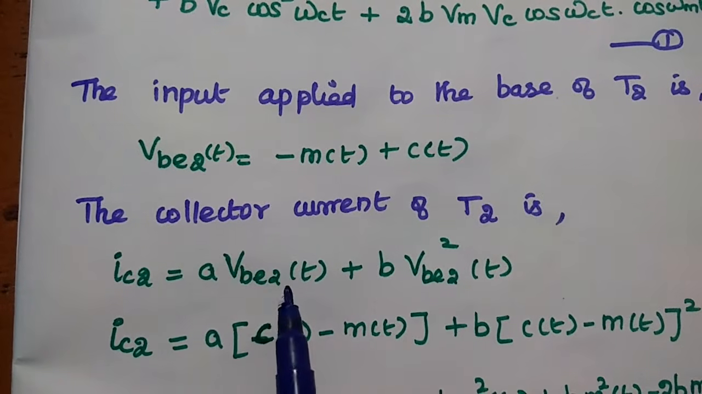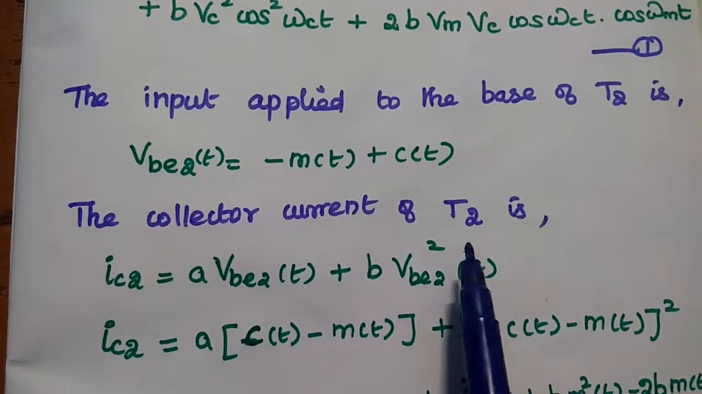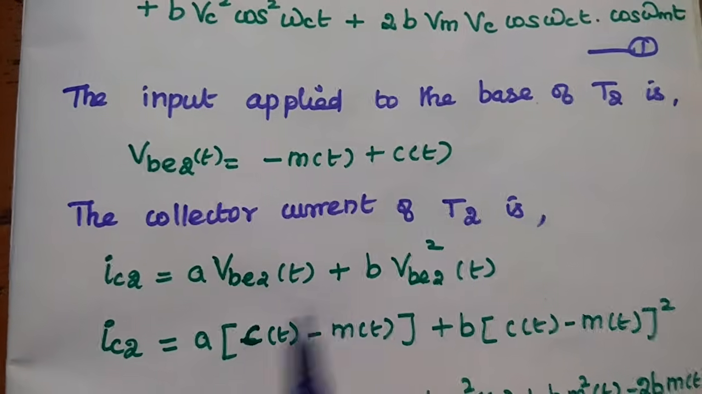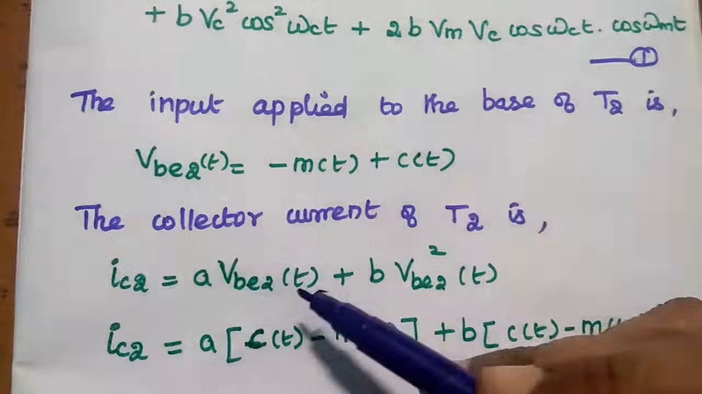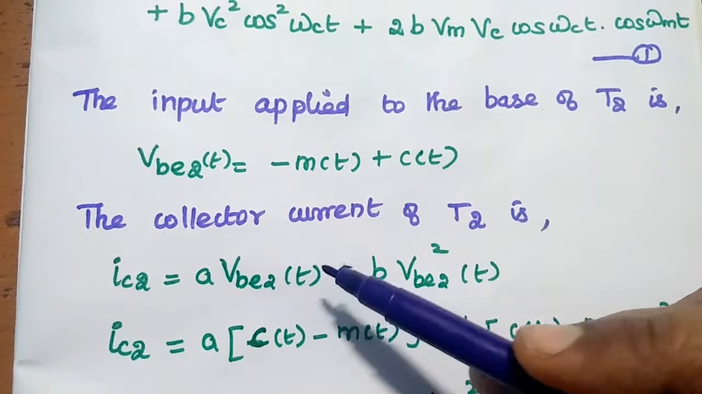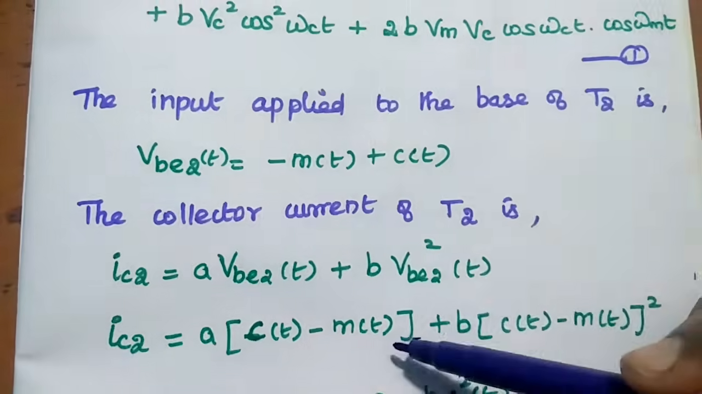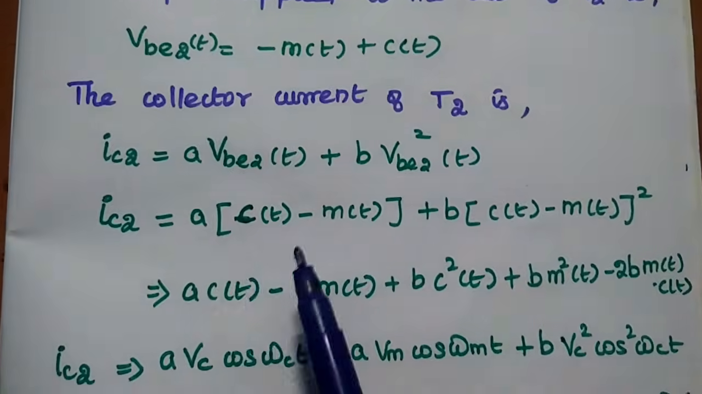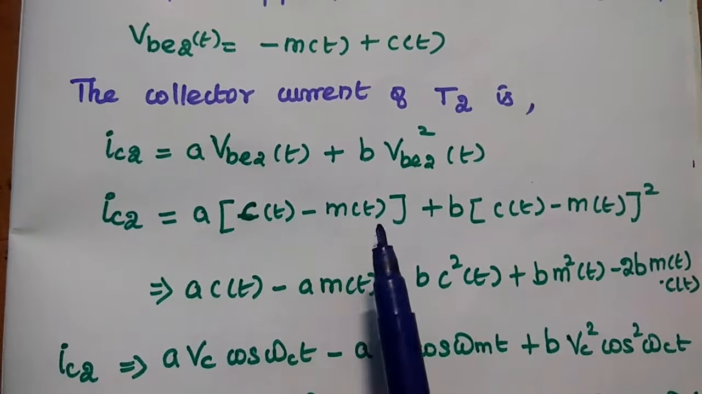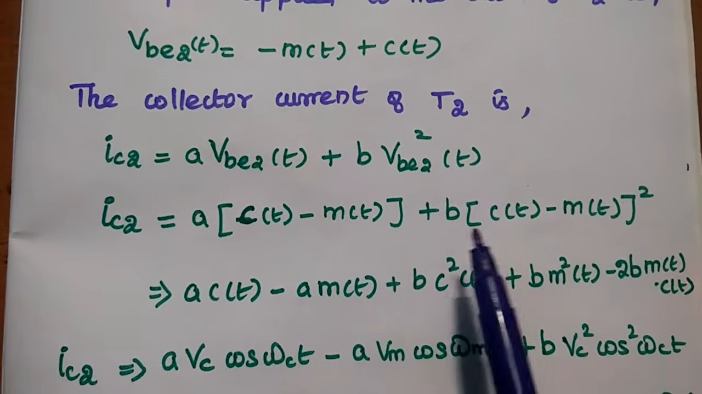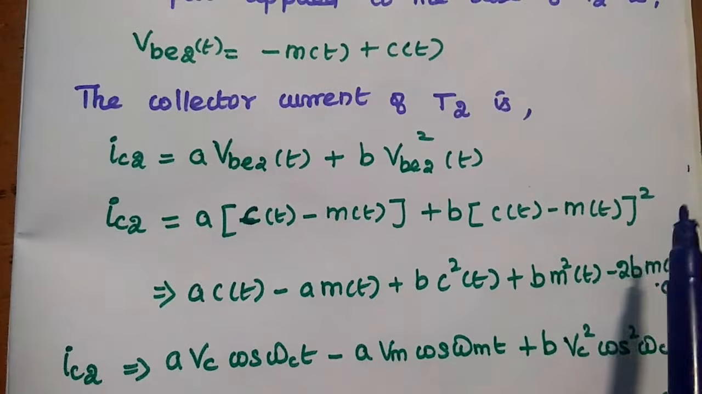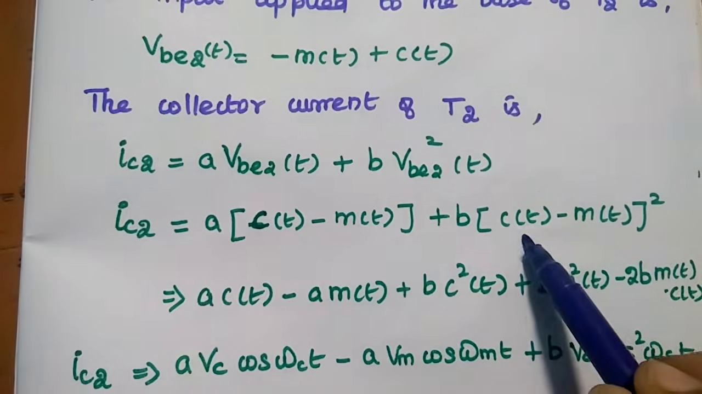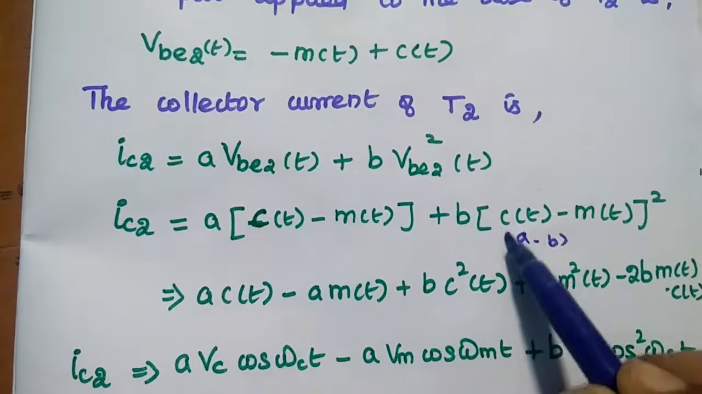The collector current of second transistor is IC2, that is equal to, again the nonlinearity property here, A into VBE2 of t plus B into VBE2 squared of t. Okay. So here we have to substitute that VBE2 of t as C of t minus M of t. So we can get like this. A into C of t minus M of t plus B into C of t minus M of t the whole square.